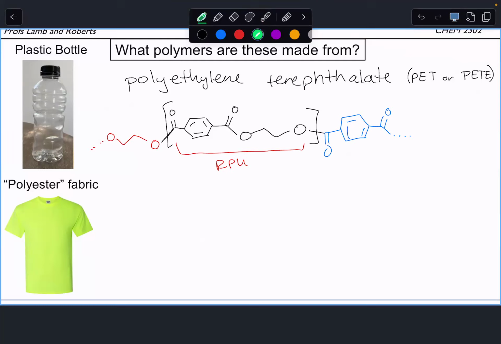Okay, so why is this called polyester? Well, we have these ester linkages in the backbone of the polymer. So these are esters.